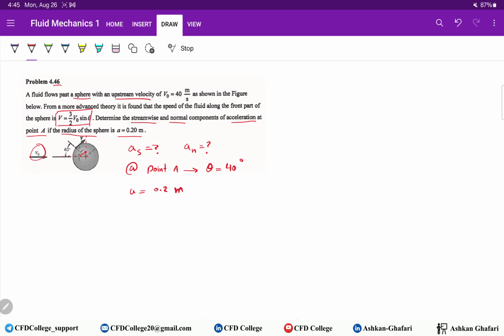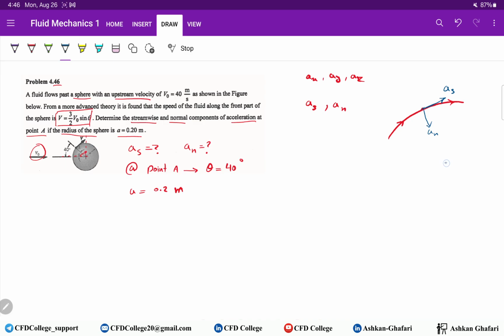Here we are working in another component system. So in Cartesian, we had AX, AY, AZ. Here in streamwise coordinates, we have AS and AN. So if this is a streamline, we have this AS, the streamwise component, and we have AN, the normal component of acceleration.